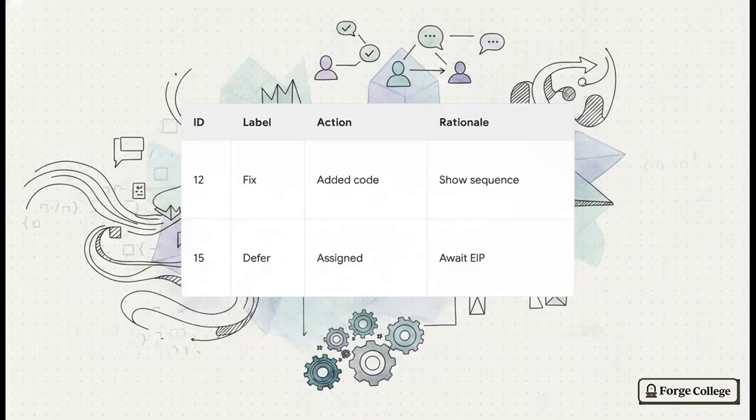What's really cool is how we map these triage decisions into a simple review responses markdown file, which creates a crystal clear paper trail. If I'm your reviewer, I can look at the single file and instantly know, okay, comment 12 was fixed with pseudo-code and comment 15 was deferred pending an EIP update. It completely eliminates those exhausting back and forth arguments.